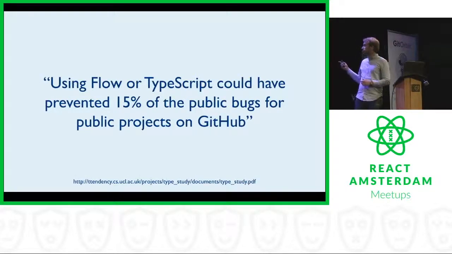I just noticed this today. There's some research done by, I think, University of London together with Microsoft, which had this conclusion: using Flow or TypeScript could have prevented 15% of the public bugs for public projects on GitHub, which I thought was pretty massive, since it's not really that big of a step to introduce it in your workflow.